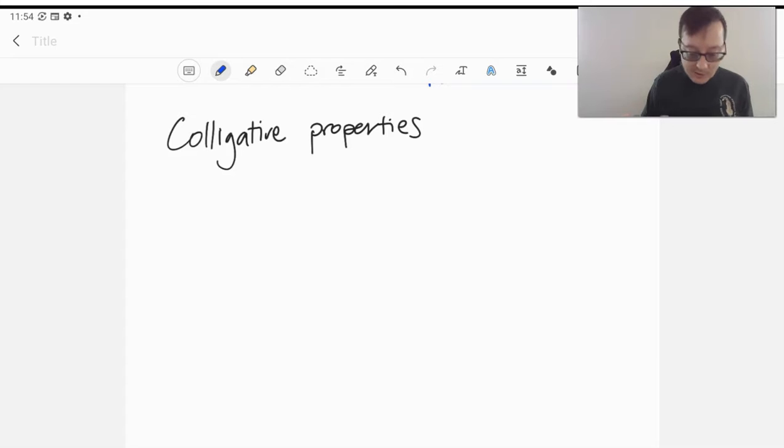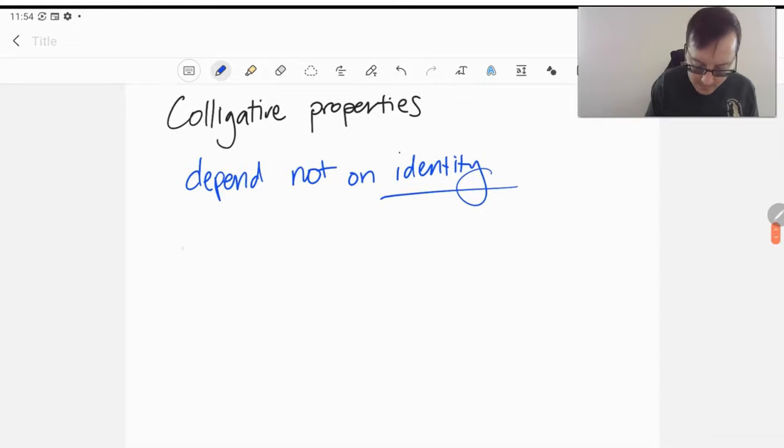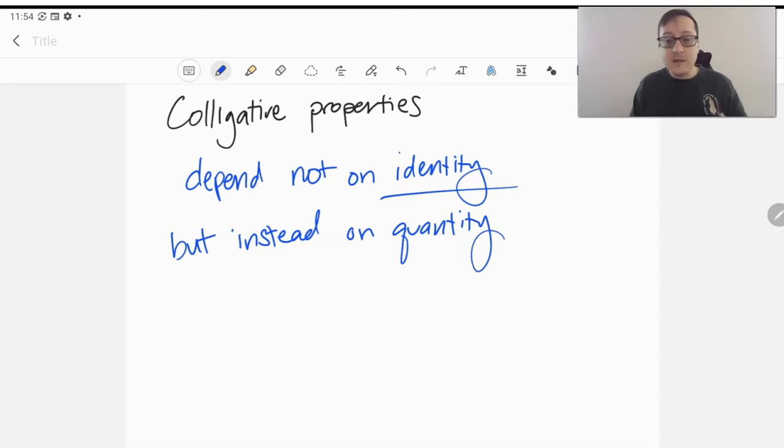And so, if we're to design this, these properties depend not on identity, but instead on quantity. This is going to be a little bit different than something like density. Density is a property that does very much depend on the identity of the substances involved. But with colligative properties, we're going to see that the identity of the substance doesn't matter. We're really looking at the quantity of things that are dissolved.